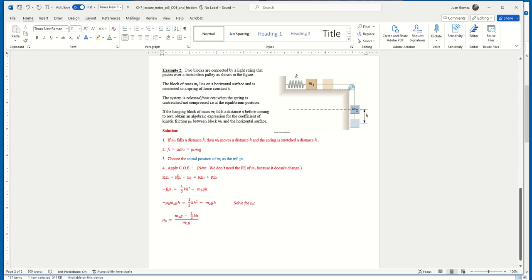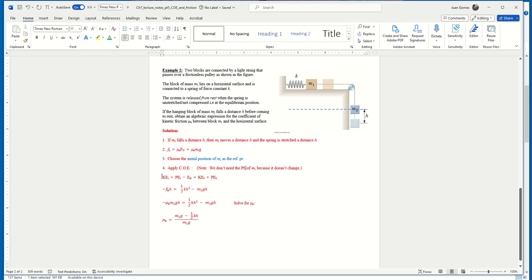So the initial potential energy is 0 because initially M2 is at the reference point. So what's KEI? 0. What's PEI? 0. Then I have minus EFR. Well, what is EFR? It's Fk times h, kinetic friction force times distance. Remember, M1 moves through a distance of h, because if M2 falls a distance of h, M1 has to move to the right a distance of h, meaning the spring has to be stretched a distance of h.